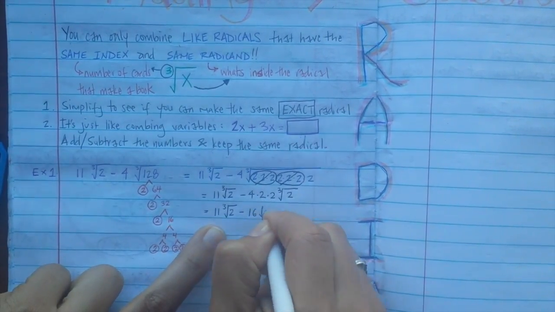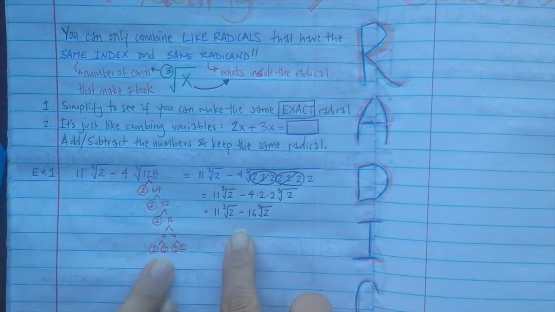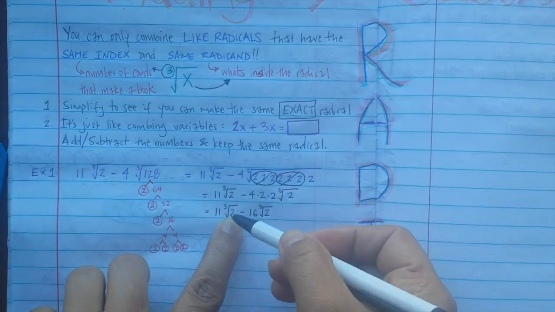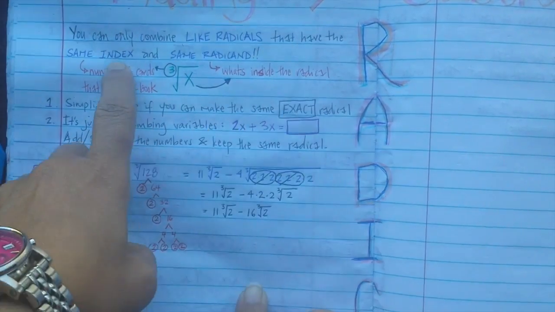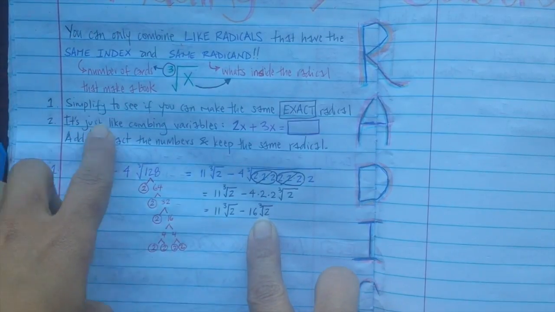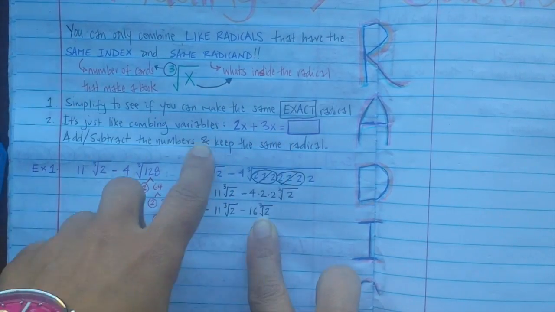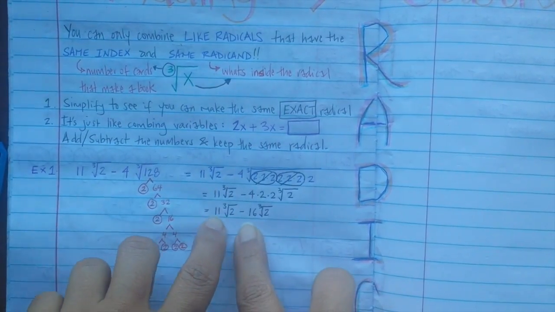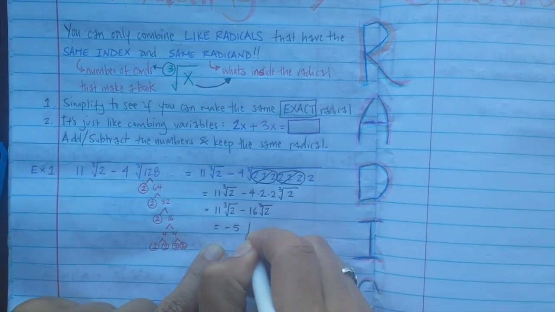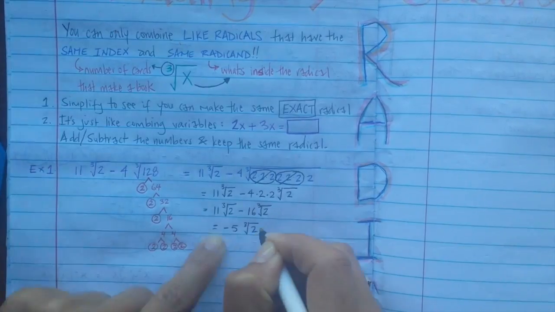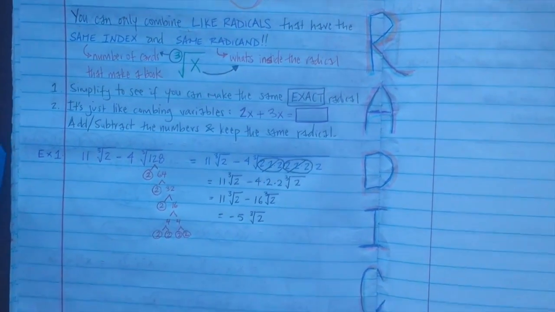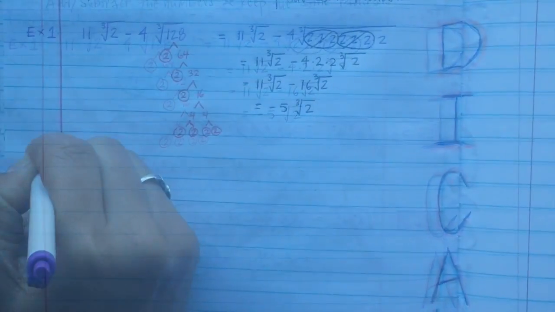I want to simplify that. That's going to be 4 times 4, 16. Alright, you see that the index is the same, so it has a 3 outside, and the radicand is the same, the 2 inside. Now that they're the same, we can add or subtract them. This is subtraction. So it's like combining variables. Just add or subtract the numbers and keep the radicals. So looking at the number, 11 minus 16 is negative 5. And then you keep the radical the same, basically. And that's it. So it's just like when you're adding variables, only the radical is like your x.